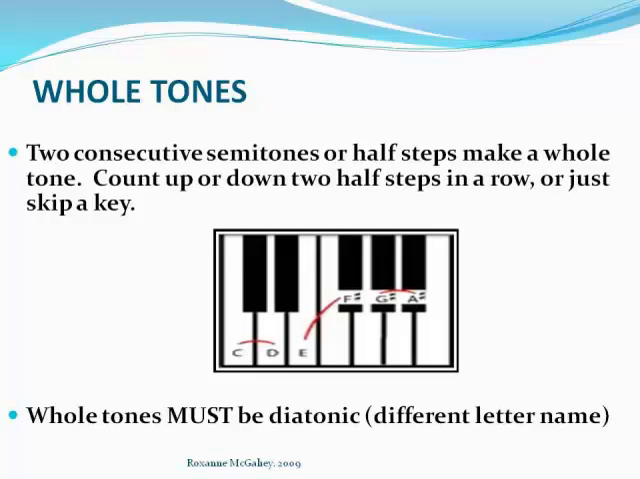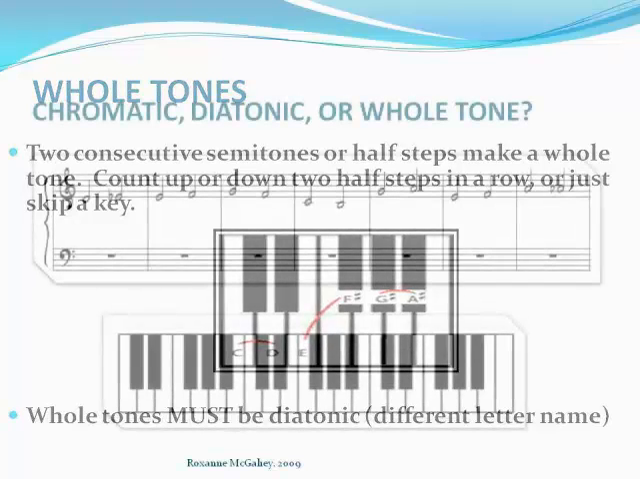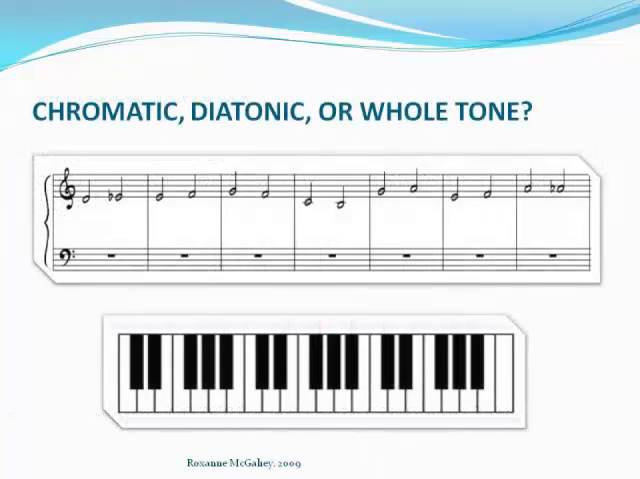Let's see if these notes are chromatic semitones, diatonic semitones, harmonic notes or whole tones. In the first example, we have D to E flat. Of course, we know it can't be a chromatic semitone because it has a different letter name. When we look on the keyboard, we see that D to E flat is a half step or a semitone, and it has a different letter name, so it's a diatonic semitone.